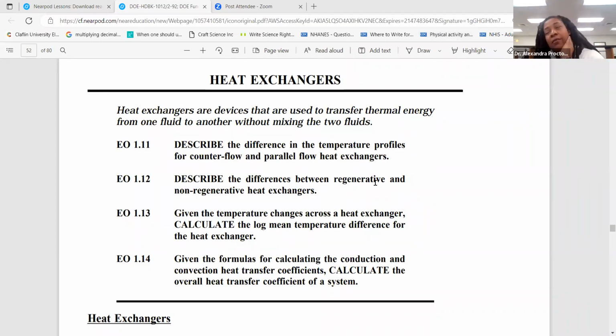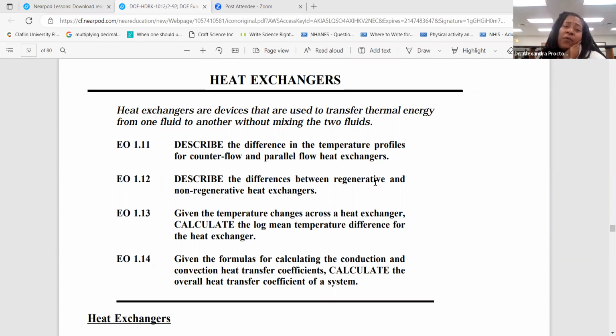So we talked about heat transfer, we talked about conduction, we talked about convection, we talked about radiant heat energy. Now we're going to talk about heat exchangers, and they are devices that are used to transfer this thermal energy from one fluid to another without mixing the two fluids, okay?